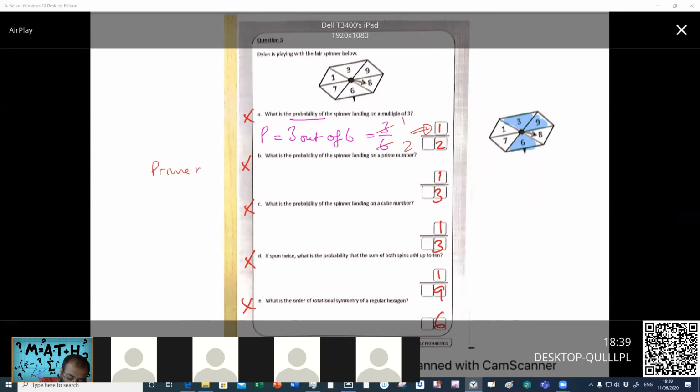A prime number is a number that only divides by 1 and itself. So what's the first prime number that we have? 1? 1 is not a prime number. The first prime number is 2, then it's 3, then it's 5, then it's 7, 11. Those are the first 5 prime numbers in that family of numbers.